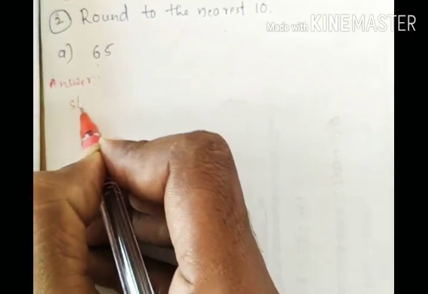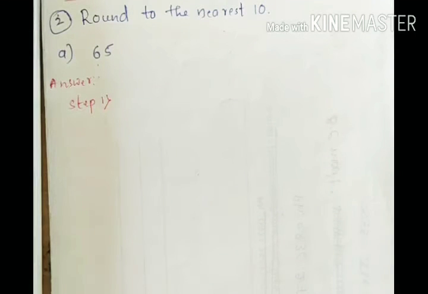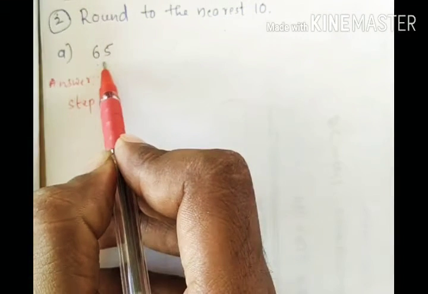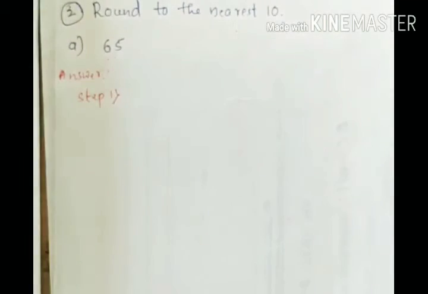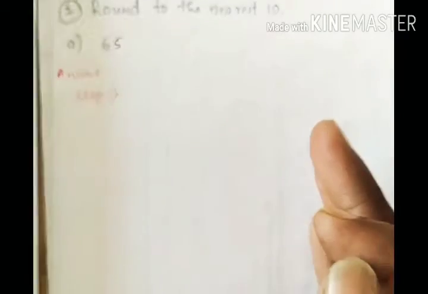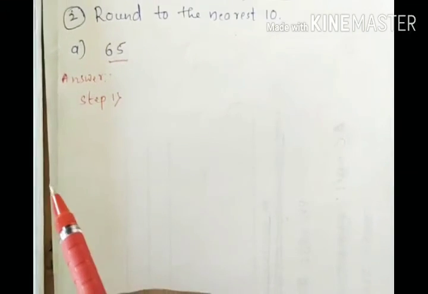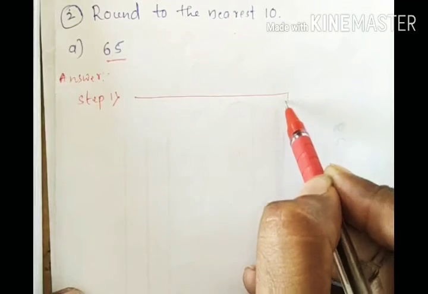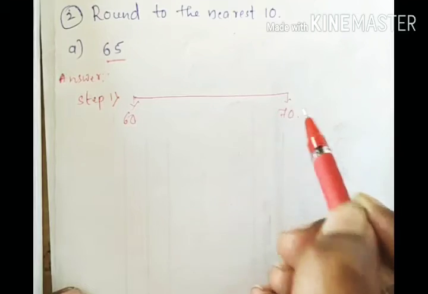In the first step, try to find between which two tens the given number lies. I think you know the numbers. 60 is one ten, 70 is another ten. In between 60 and 70, this 65 comes. Is it right or not? Yes. So the two tens are 60 and 70.